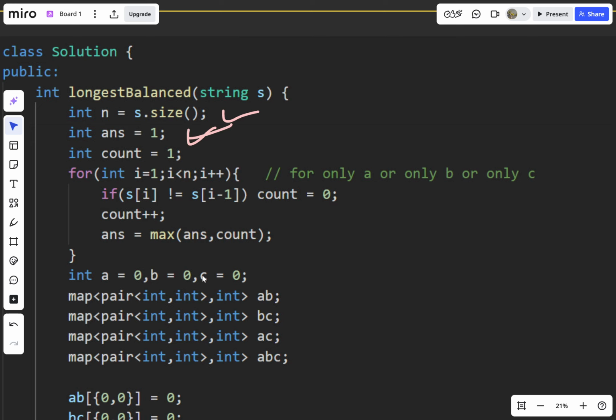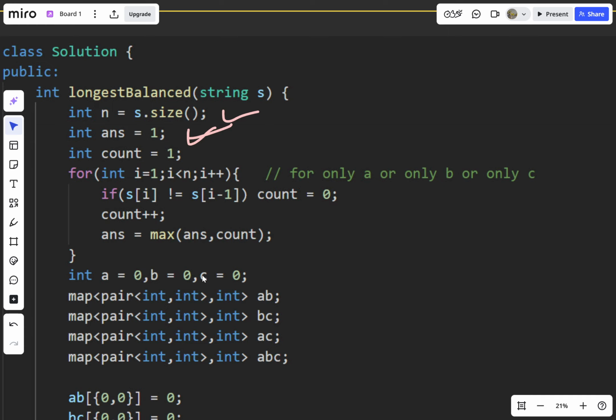Here the answer is 1, because the minimum is 1. If only A is present, or only B is present, then A can always be the answer, because there is only one character present and its character count is also 1. So the minimum answer can always be 1.